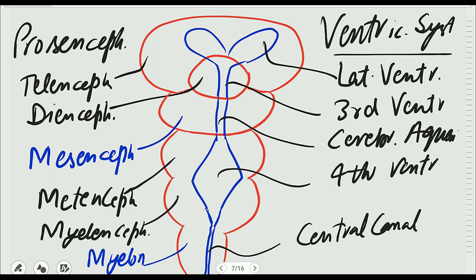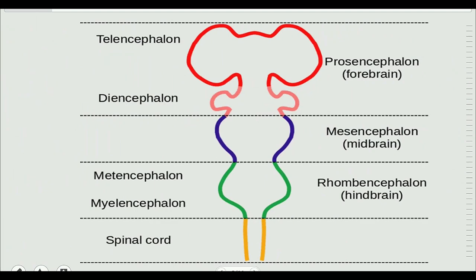So note down all these terminologies, all this information. I'll show you in some more diagrams now. Now look at this diagram. This diagram shows us the parts of the brain: forebrain, prosencephalon, midbrain, mesencephalon, hindbrain, rhombencephalon.